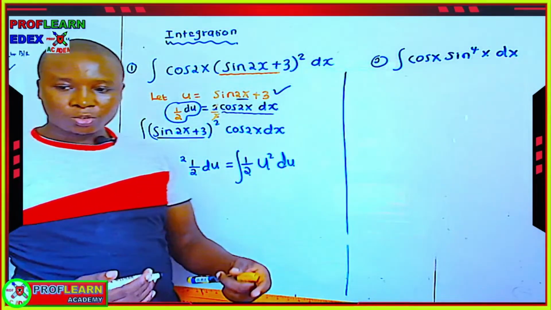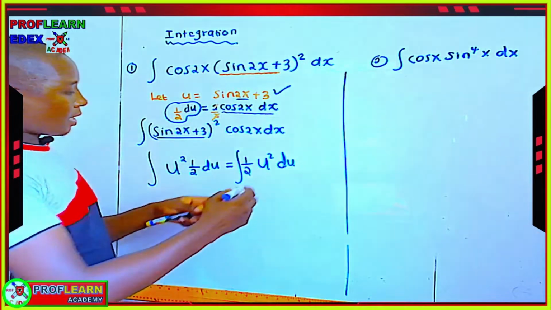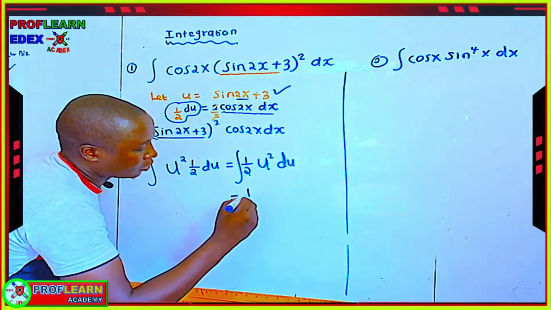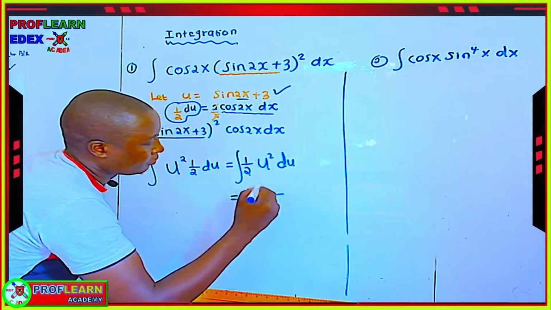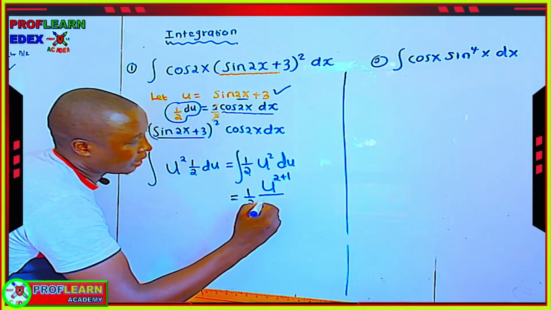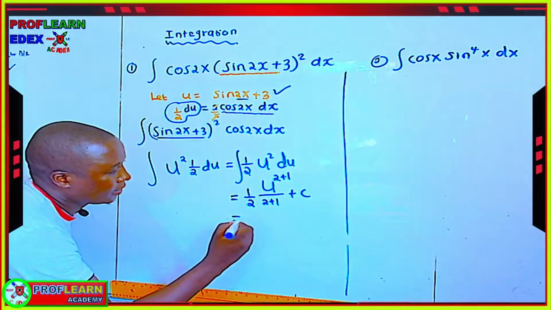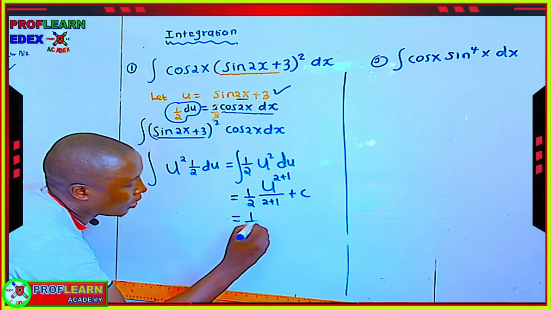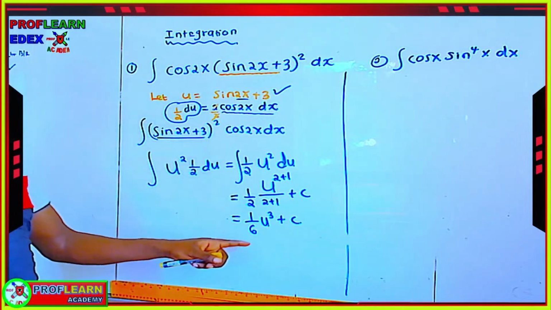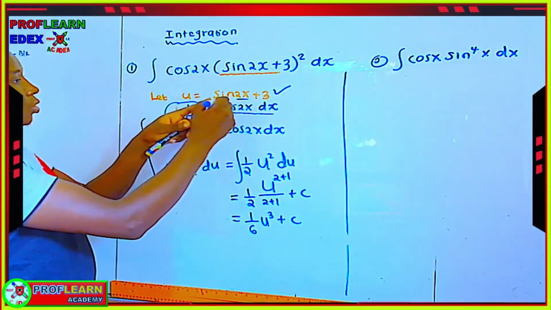So we can now apply the normal integration technique for polynomials. To do that, if you are integrating an expression with power 2, you are going to have your u raised to power 2 plus 1, then down here we shall have 2 plus 1 as well, then we shall say plus c. So finally, this is going to be 3, and that will be 1 over 6 u raised to power 3, then plus c.